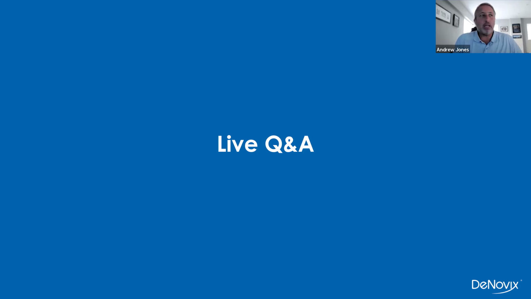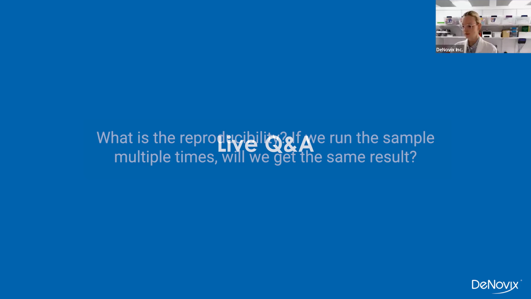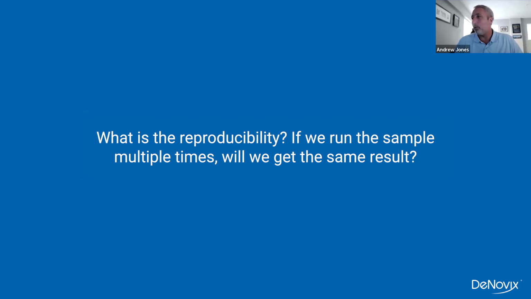There's also a question that came in about reproducibility. Essentially, what is the reproducibility? And if we run the sample multiple times, will we get the same result? So if I understand your question, if you have the same image and you keep going back and doing next count without moving, you're going to get the same results. So if you have an aliquot and you're pipetting up and down lightly, new aliquot each time, there's great reproducibility.